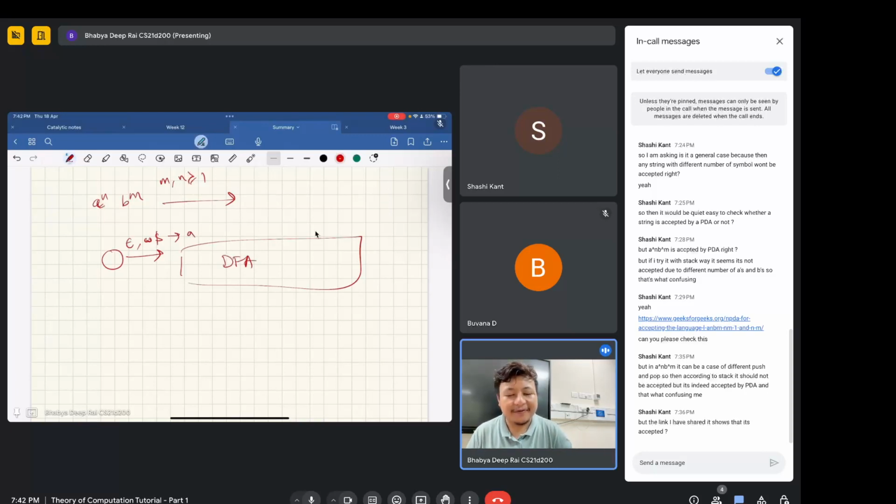How do you design a DFA for this? As simple as that, right? Now, at the end, I'm in an accept state of the DFA, and then I run out of strings to see.